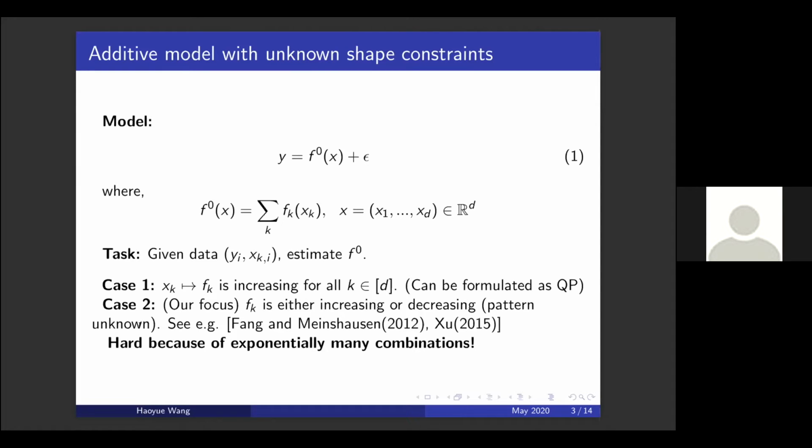This problem has been considered by a few references, but their focus is basically on heuristic methods. This is because this is a hard problem. It is hard because each function could have different possibilities of shape restrictions, so there will be exponentially many different combinations of them. And that is the major difficulty of this problem.